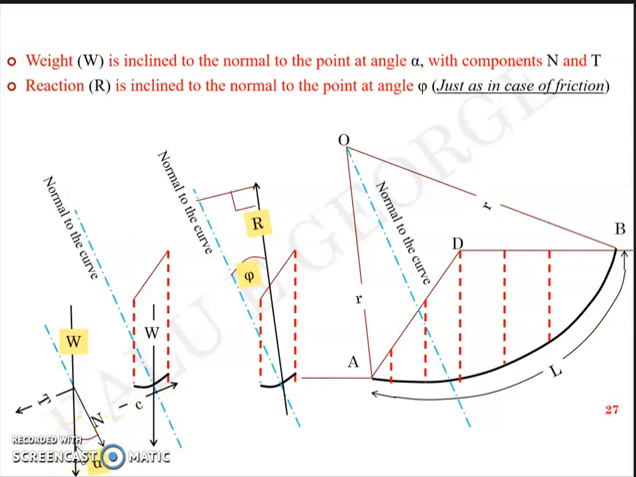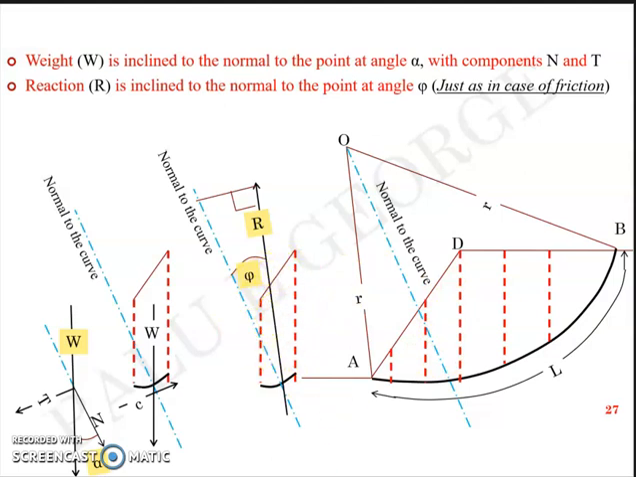So just think of one thing. These three things are acting on the same wedge. I have drawn them separately for you to understand better. So fundamentally, I have a slope ADB. I have taken one slice out of that, and I'm trying to analyze the forces acting on it.